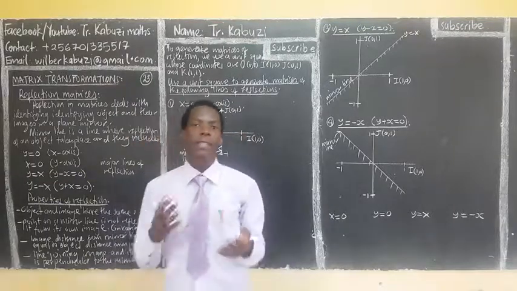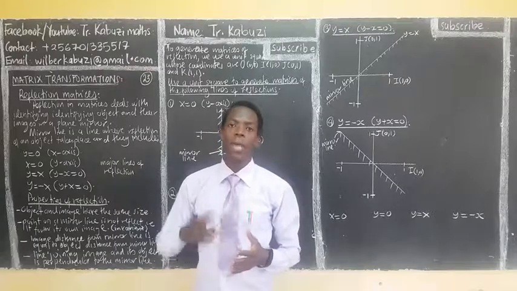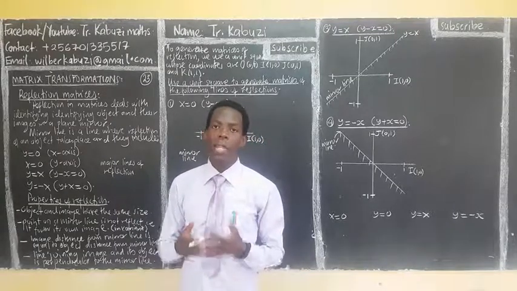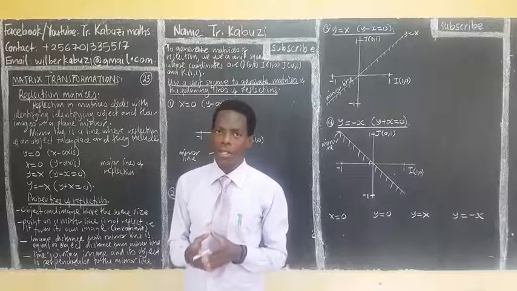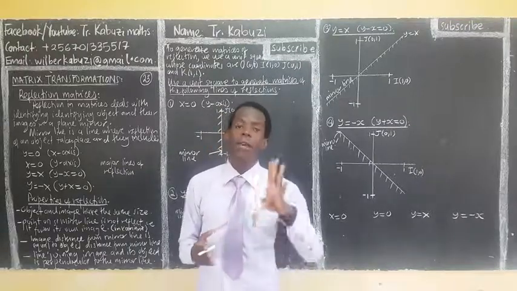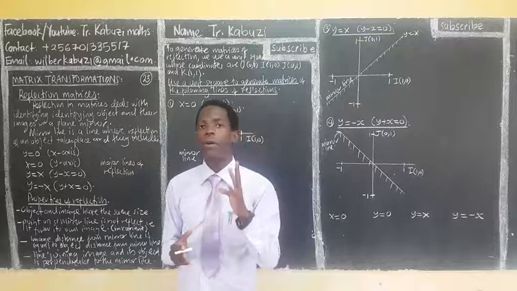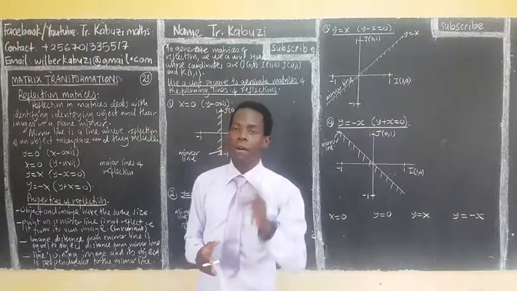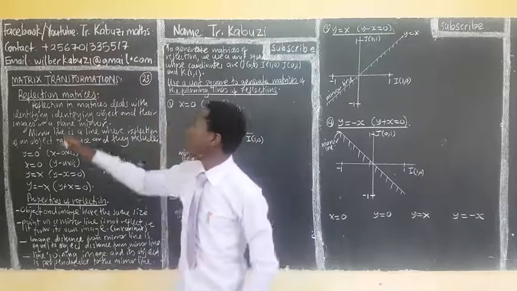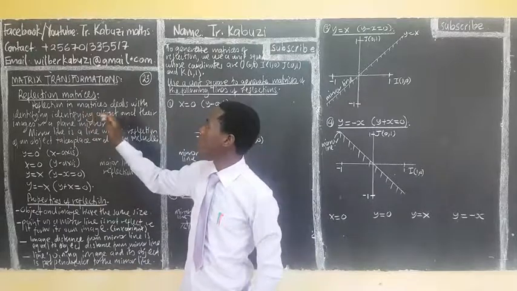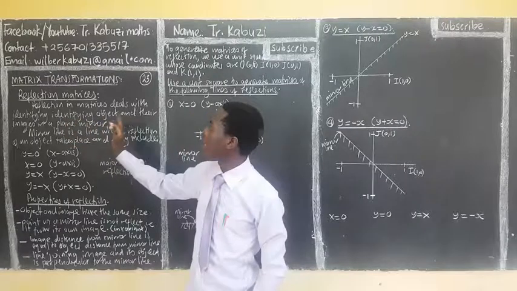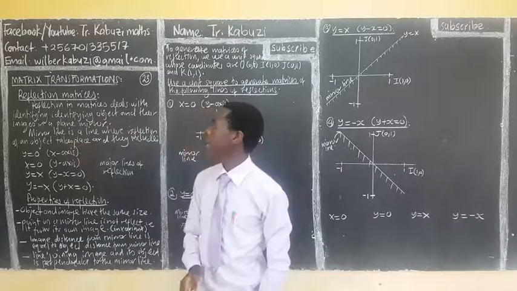Now, we've seen matrix of transformation, we've seen also enlargement, we have seen translation, now we are handling reflection. So, there are majorly 4 lines in the reflection we are going to focus on. There are other lines, but we are going to major on these 4. Now, reflection in matrices deals with identifying objects and their images in a plane mirror.